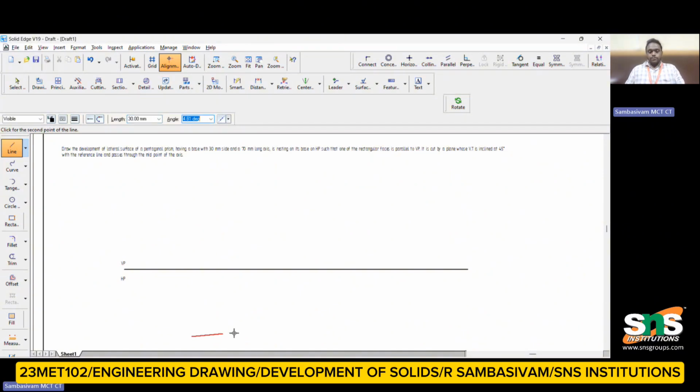From this, we have to draw the exact dimensions for a pentagonal prism. The interior angle is 108, then again 30 mm. If you think about the angle, the total is 180 degrees, so the difference is 72. So the angle has been taken as 72.